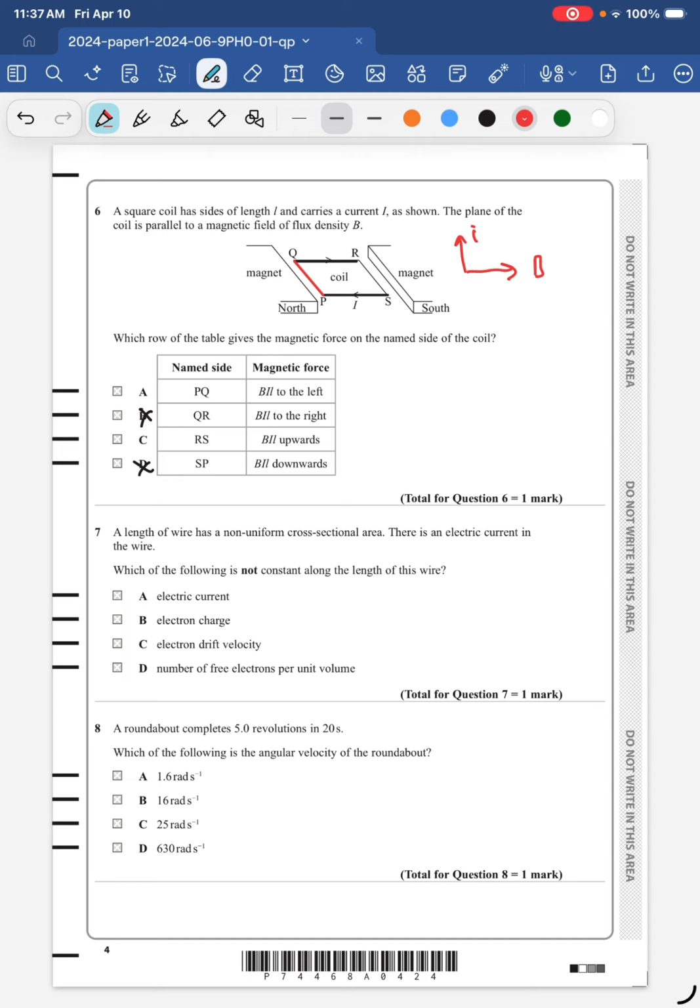Okay, so that's wrong as well. Therefore, C should be the correct answer. Is it though? So for RS, the current goes this way actually. Okay, let's delete that. So the current goes this way. So if we put our index finger in the direction of B and our middle finger in the direction of I, our thumb will point upwards, so out of the page. So C is indeed correct.